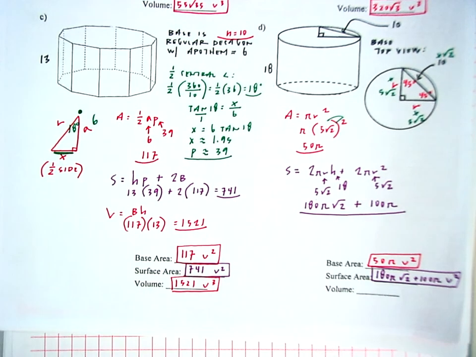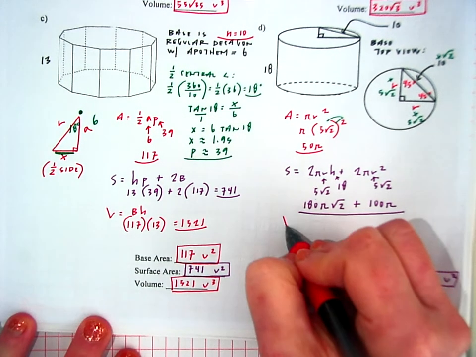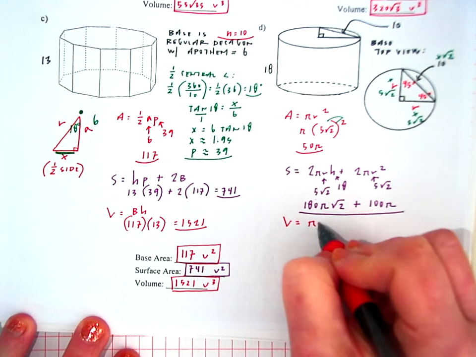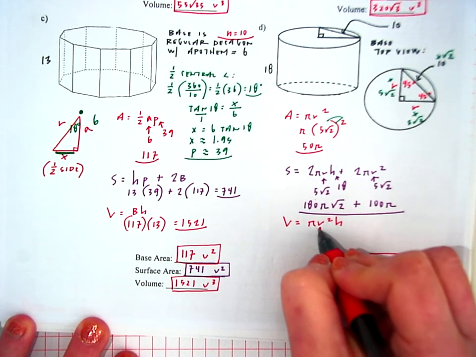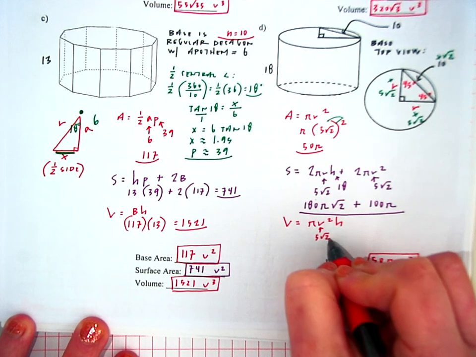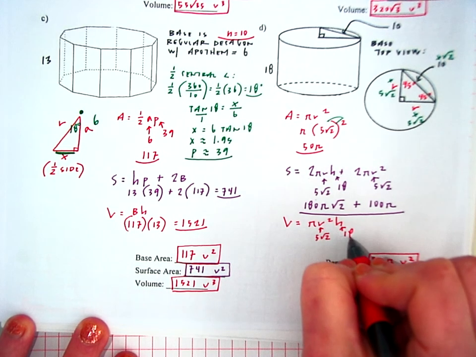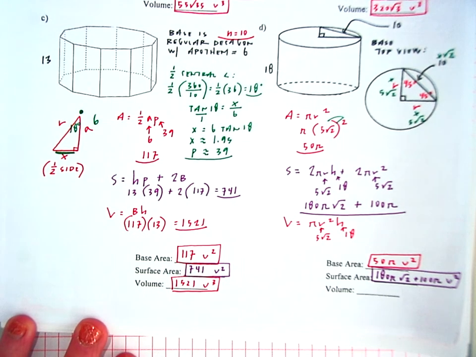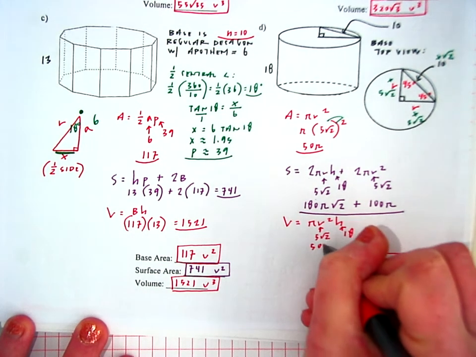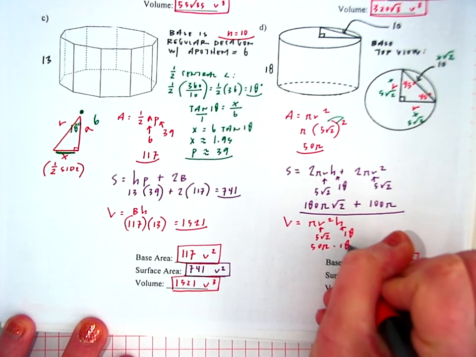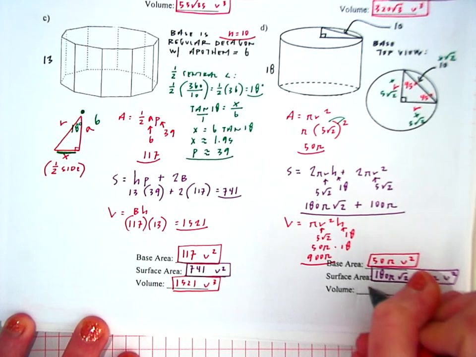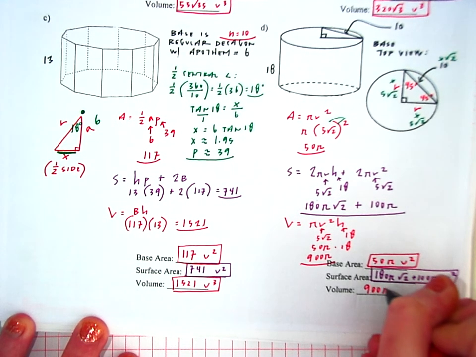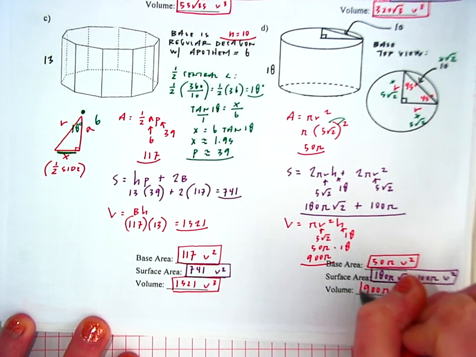And volume, finish with the volume. So volume, base area times height. So pi r squared times the height. My radius is 5 root 2, and my height is 18. So 5 root 2 squared, that's 50 pi. So I have 50 pi times 18, and I get 900 pi. So volume is 900 pi units cubed.